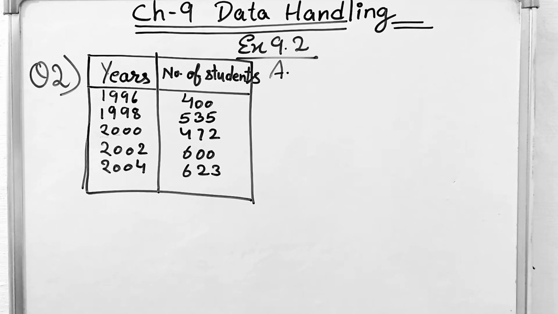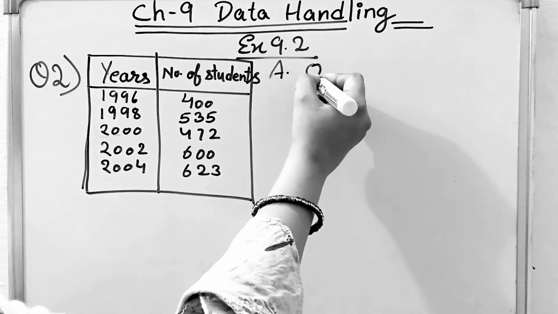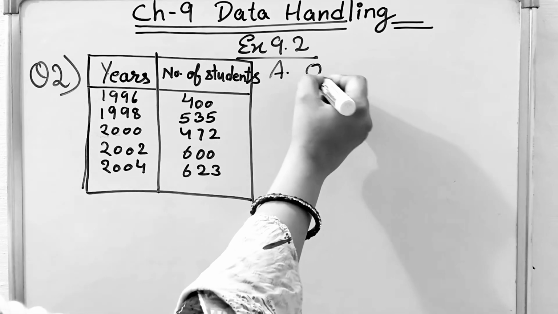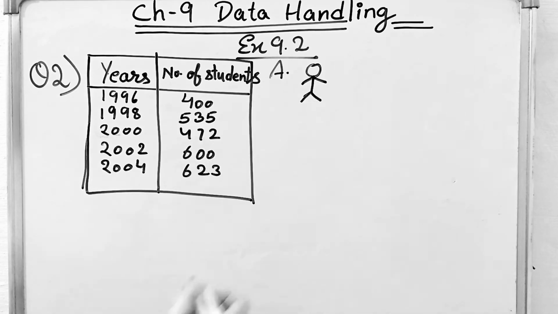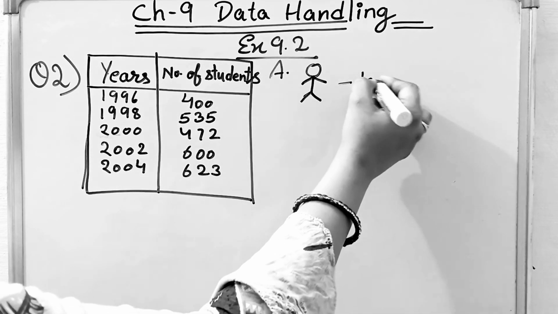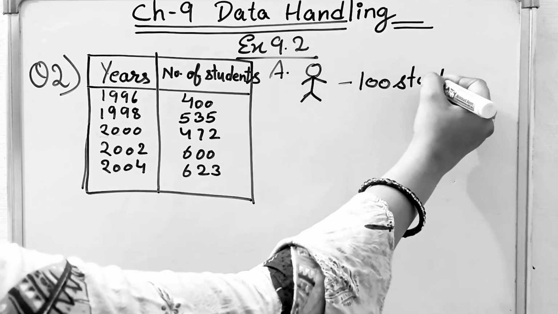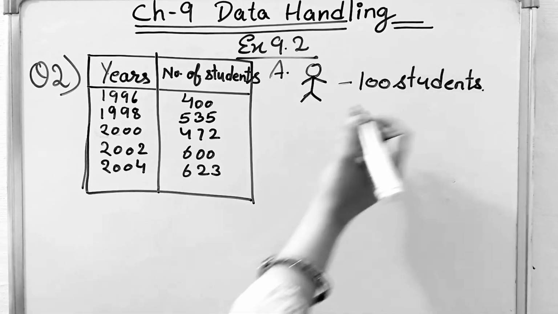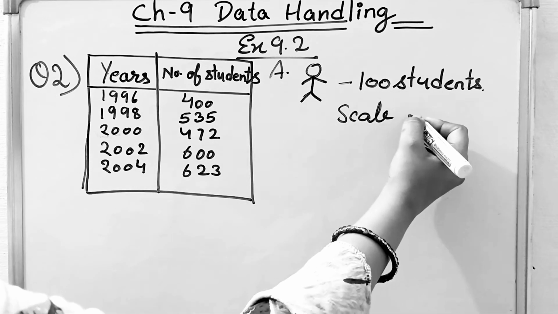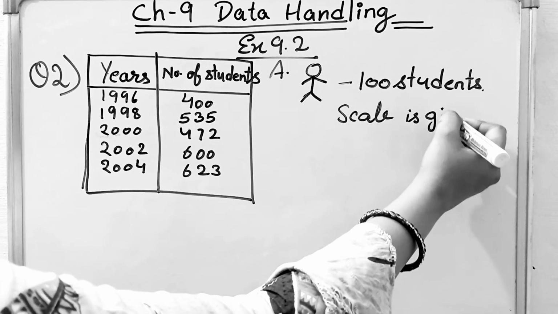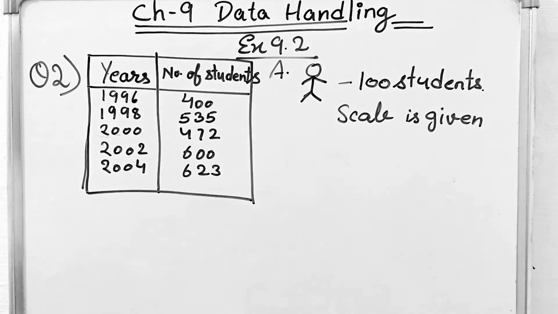Now you can see they have given you the symbol and scale itself. They are saying you have to draw this symbol in your pictograph, and this one symbol will represent 100 students. So that means symbol and scale, both the things are given. So we don't have to worry about it. We will directly take the scale which is given in our question.